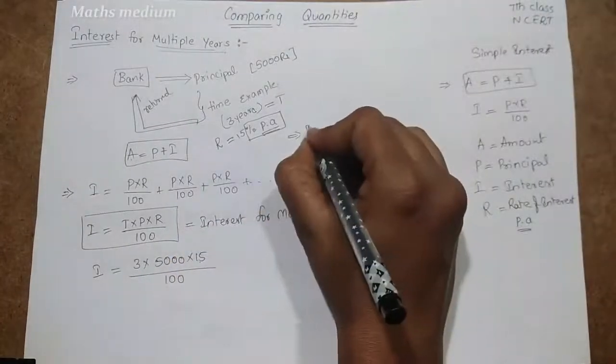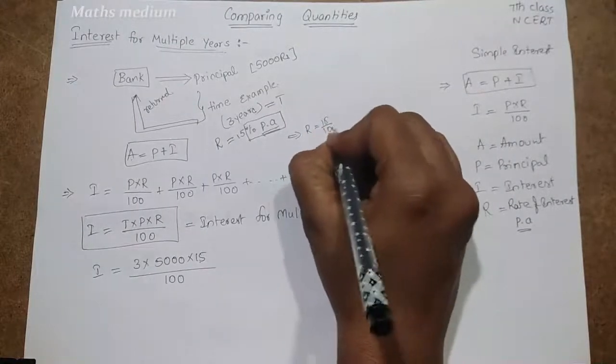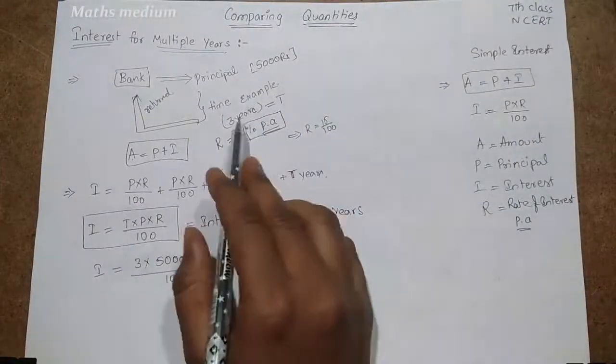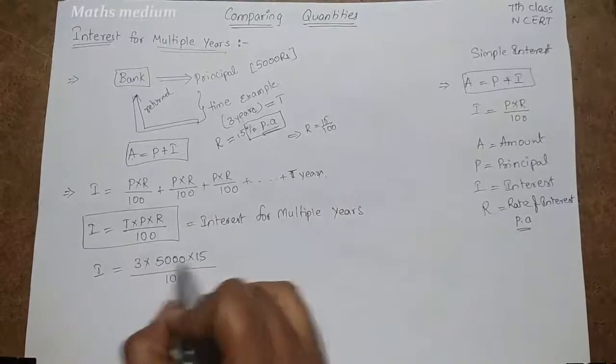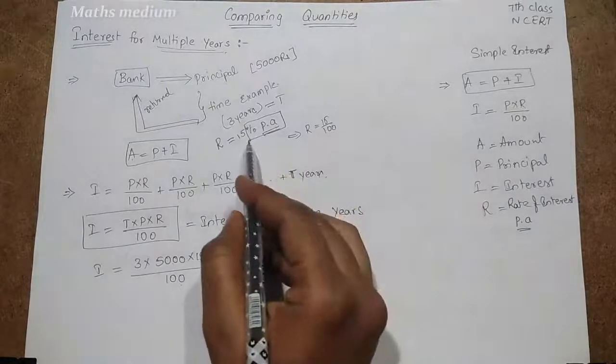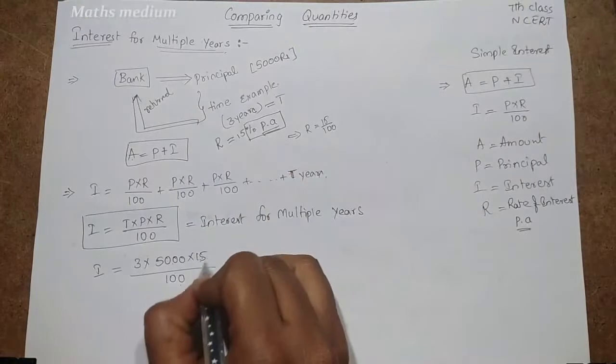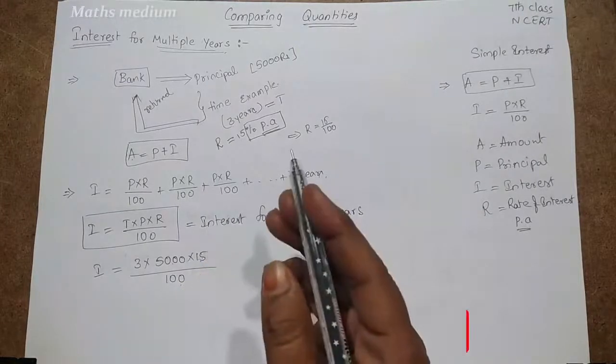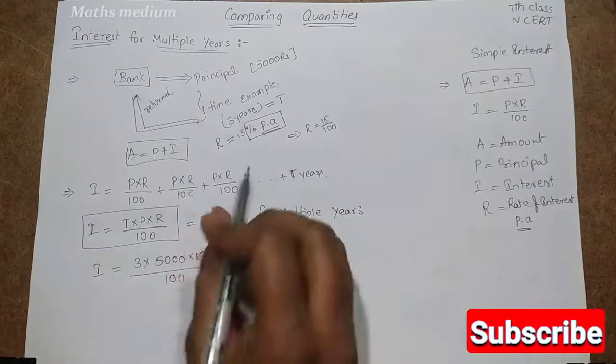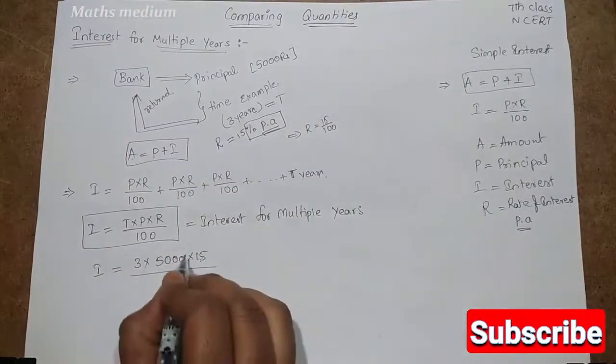We know that R is equal to 15 by 100. Here T we have 3 and P 5000, and 15 by 100 also. That's why, because if you take another 100 here, the calculation is manipulated. So that's why I am mentioning it here. So now take the simplification.